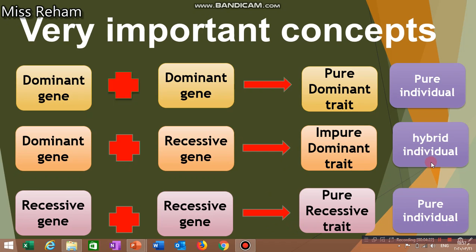What's meant by hybrid individual? It is the individual that is produced from a combination between a pair of genes, one of dominant trait and the other of recessive trait. So the trait that appears on the individual now is impure dominant trait.